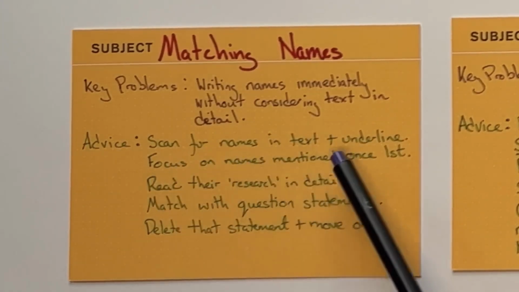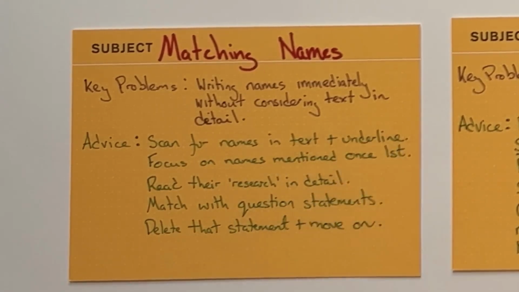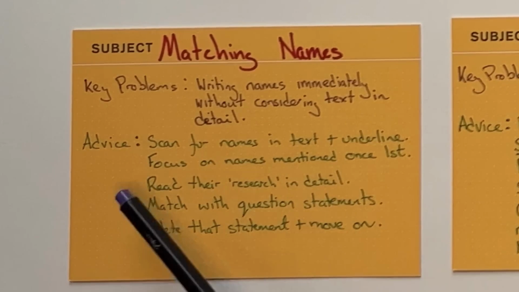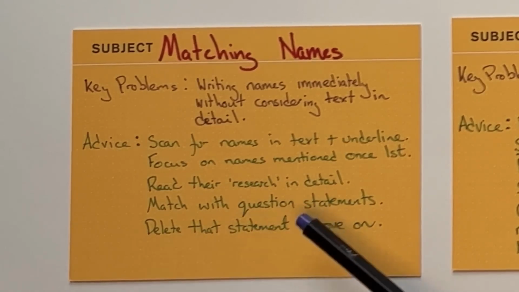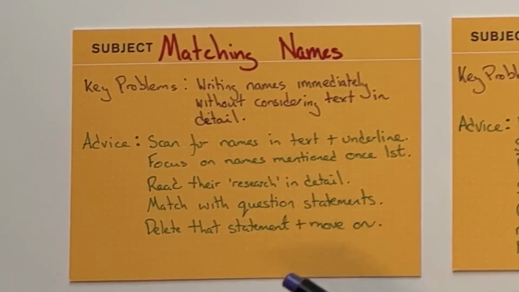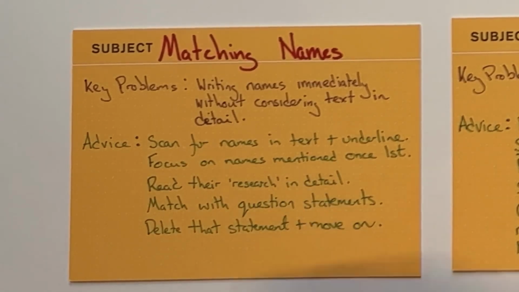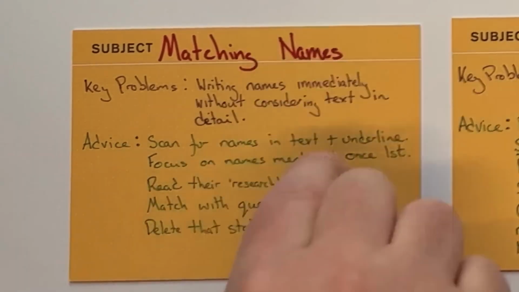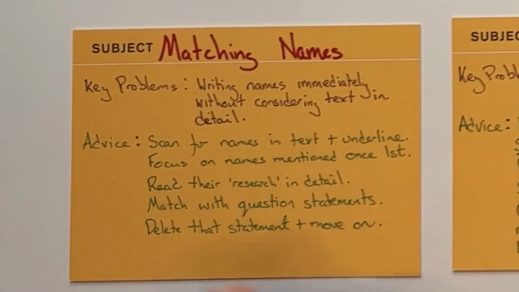And focus on the names that are mentioned once first. Some of the names will be mentioned 2, 3, 4 times. Some of the names will only be mentioned once. The ones that are mentioned once, try to find the answer to those first. So take those names that are only mentioned once and read their research in detail, because if they're only mentioned once, it will only be in a small part of the reading text. So you've located that already.